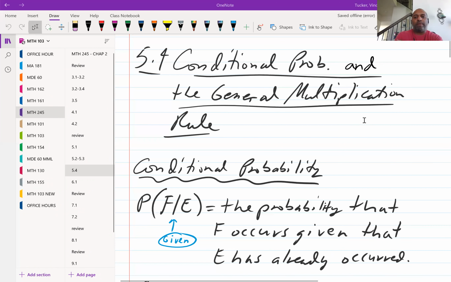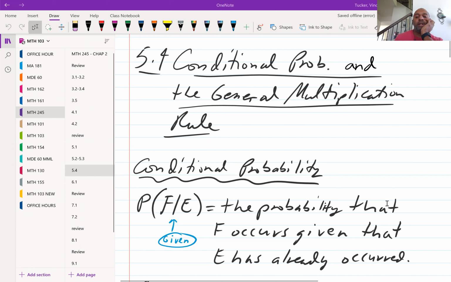All right. So conditional probability and the general multiplication rule. Last class we ended with the probability multiplication rule for independent events. Those were events that had nothing to do with each other. In other words, if one event occurred, it had no effect on another event occurring. Now when events are dependent, if one event occurs, it affects the other event occurring. So that's what we're talking about now, conditional probabilities.